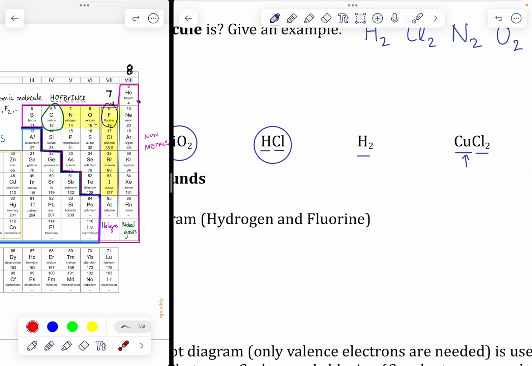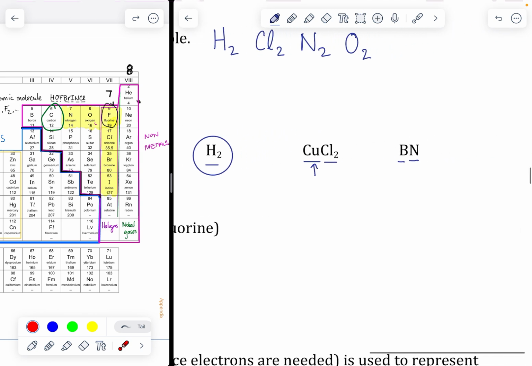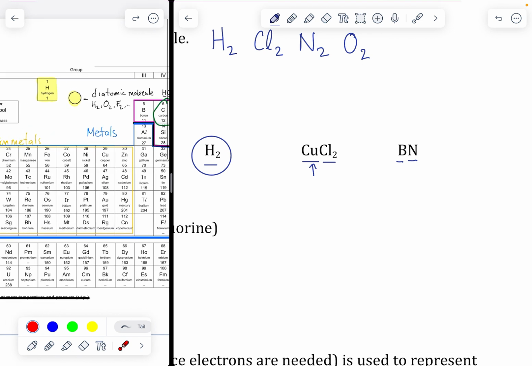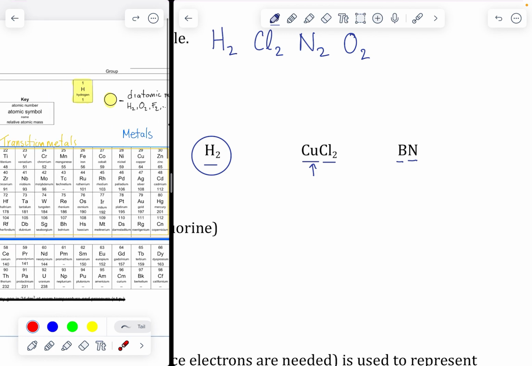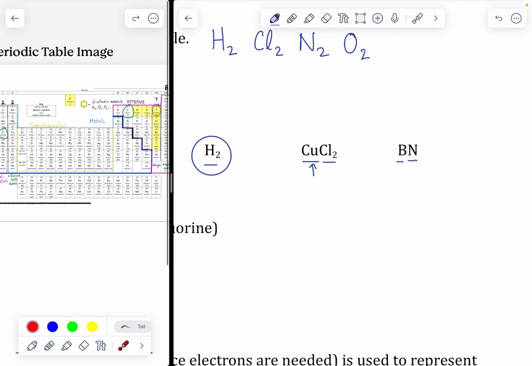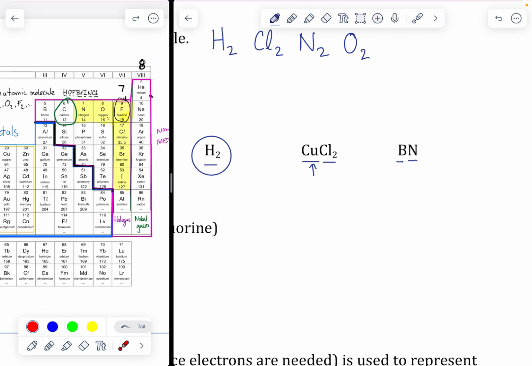Hydrogen gas is bonded to itself, so that's two nonmetals, so it is a covalent compound. Copper chloride, so copper is a metal. It's found in the transition metals in the middle. We can see it here, it's number 29. And we know that chlorine is in column 7, it's a nonmetal. So this is not a covalent compound because we have a metal.